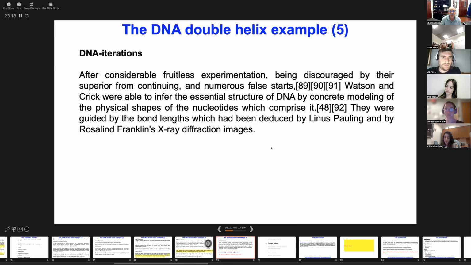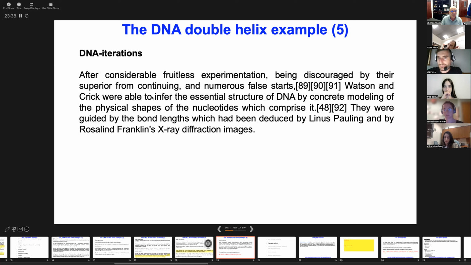After considerable fruitless experimentation, they were discouraged by their superior from continuing. Basically, the boss of Watson and Crick told them at some point, stop. This is not a productive area of research. That did not deter them. They continued.